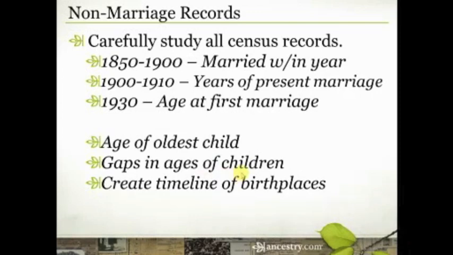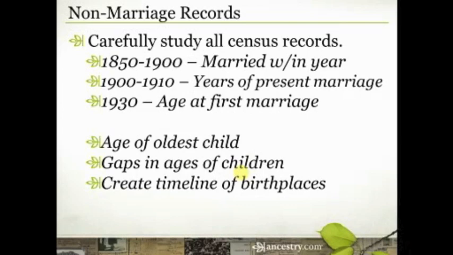Also, of course, pay attention to surnames of children. Just because there are children with a different surname living in a household, particularly before 1880, when that relationship to head of household was listed, pay attention to the names of those children. If some of those children in that household have a different name, it doesn't mean that they're cousins. It could mean that they are children of the mother from a first marriage.